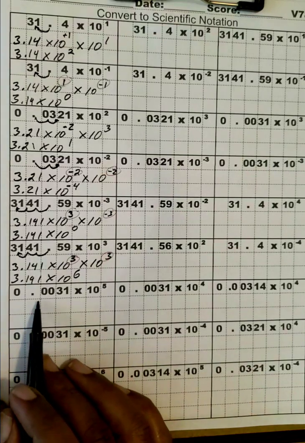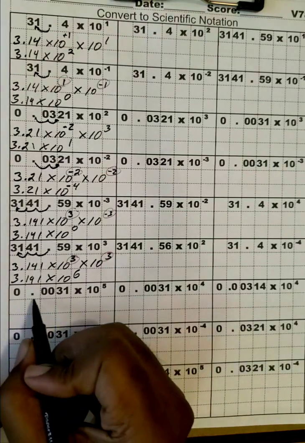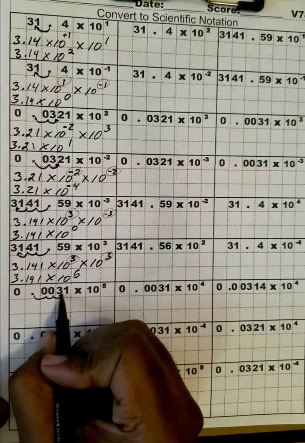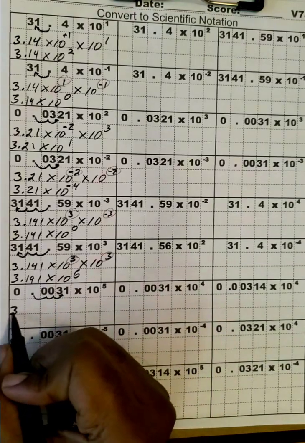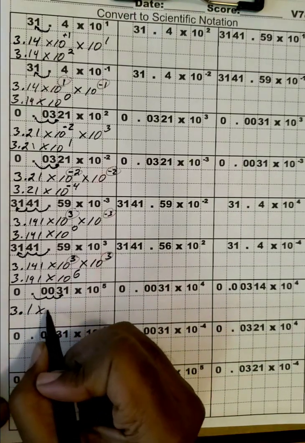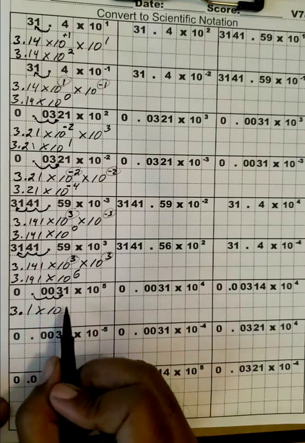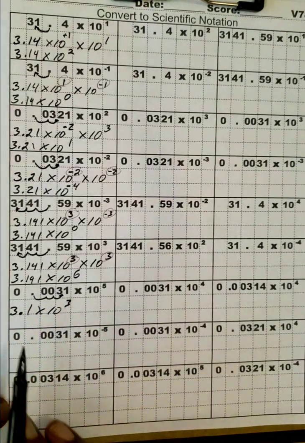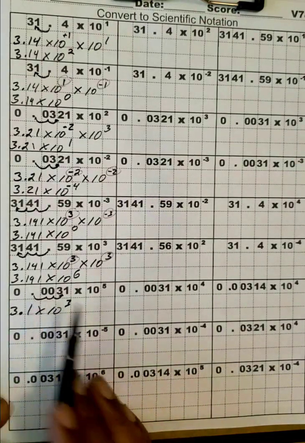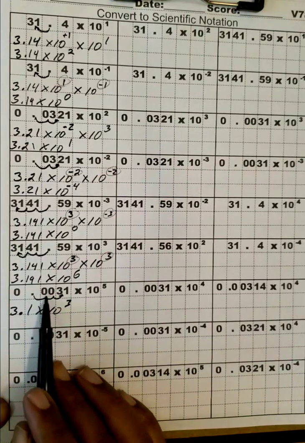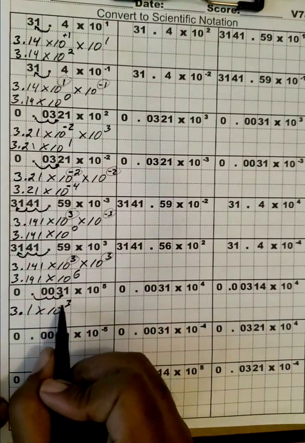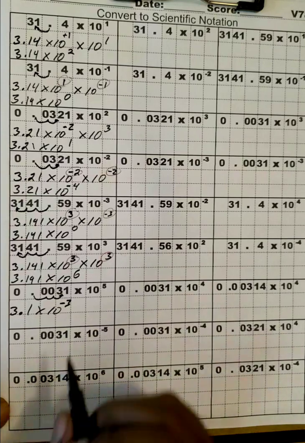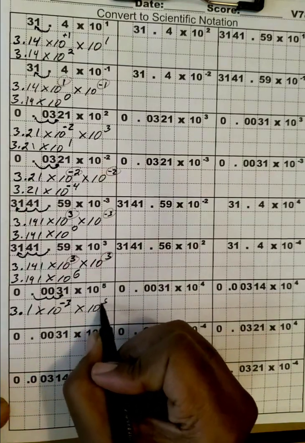Okay, for the next one, we want our decimal between the 3 and the 1. So let's begin to move it right there, 3.1. And times 10. And it took us 3 moves, so that's 3. And you notice that this is a small number, smaller than 1, 0.0031. So this is represented by a negative exponent. Then bring down the times 10 to the 5th power.